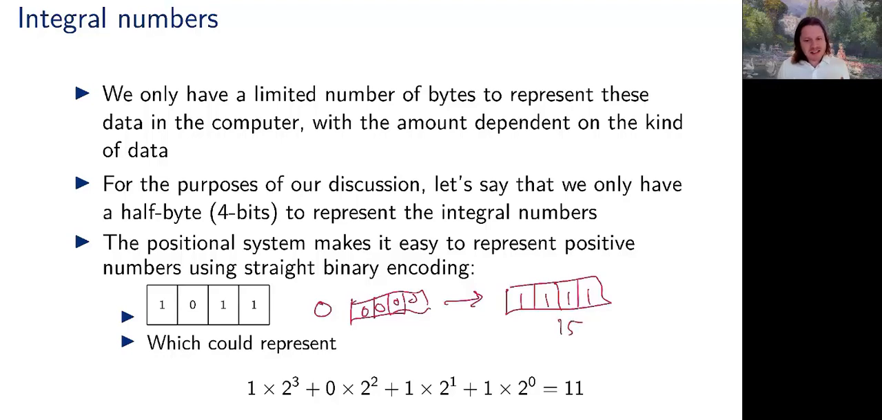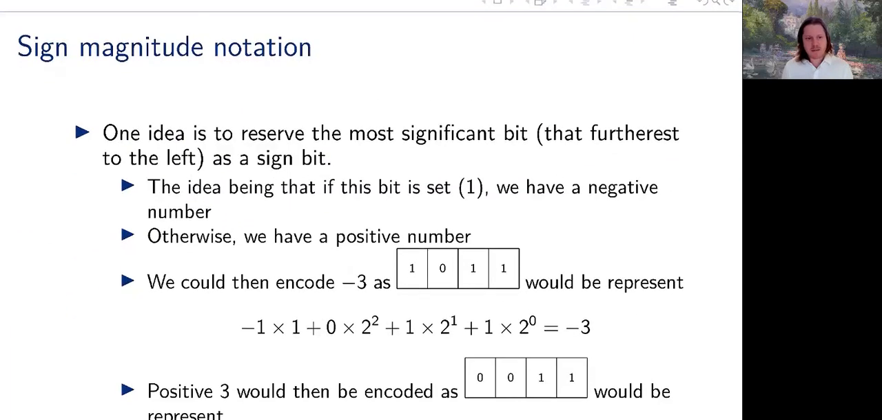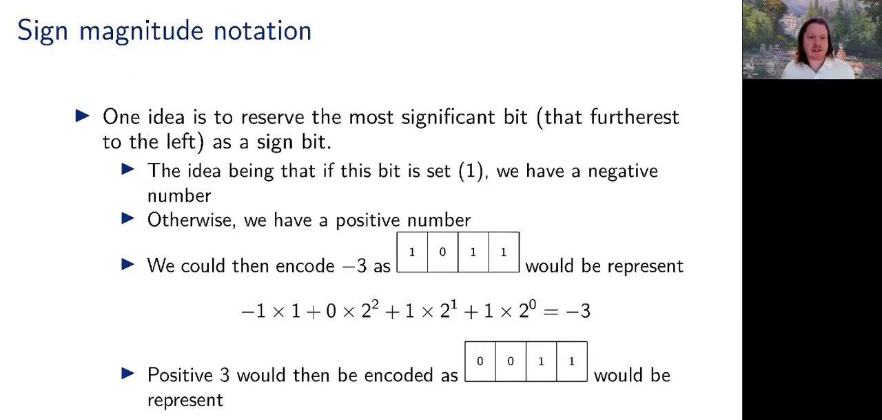Okay, this is great, but what if we also want to store negative numbers alongside the positive numbers? So one idea that you might have is sign magnitude notation. The idea is simply to reserve the most significant bit, the one furthest to the left, as a sign bit. If this bit is set to 1, we have a negative number. Otherwise, we have a positive number.